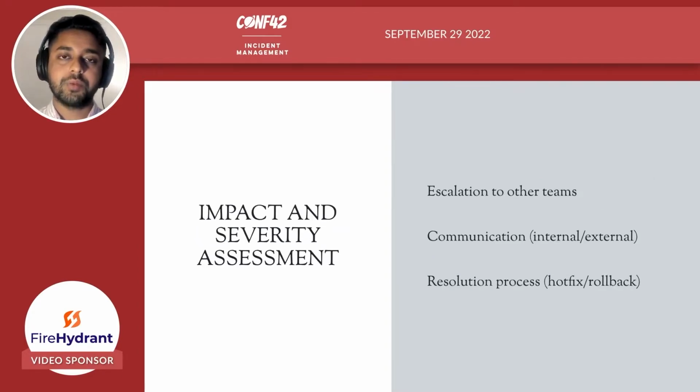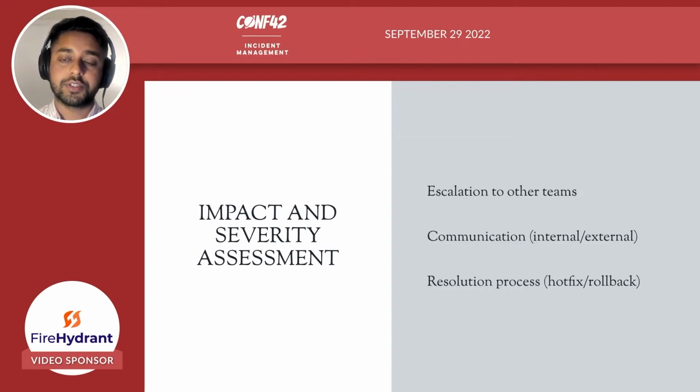So let's talk about how we do this impact assessment. How do we figure out what the severity is? Because this is extremely important to understand if we need to escalate to other teams, what channels of communication we need to engage. If this is something that is user or potentially partner facing, if you have other businesses as your customers, for instance, you may need to send out external communications as well to inform them of your service availability outage or degradation in service quality.